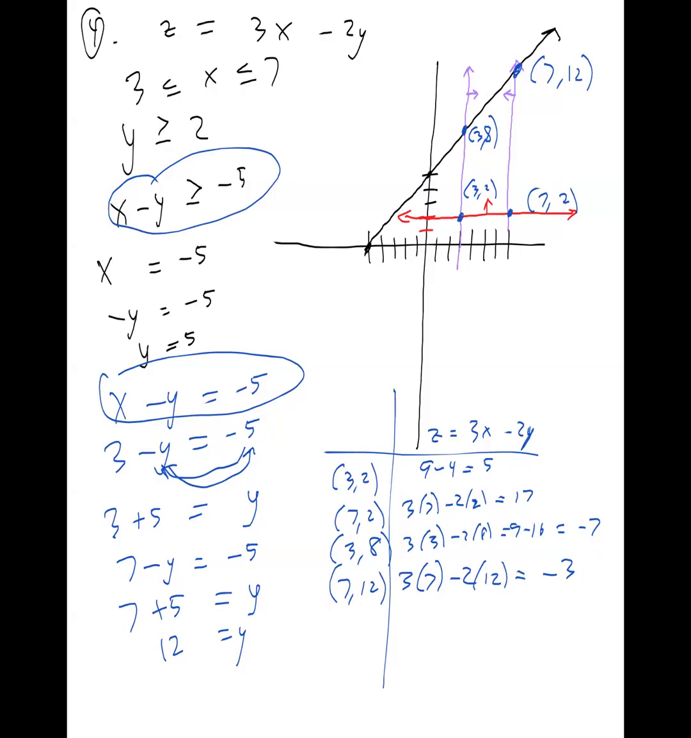So the answers are 5, 17, negative 7, and negative 3. And then it says find the maximum value. So the maximum value is equal to 17. And then it says what's the value of x and y when the maximum occurs? The x value when the maximum occurs is right here at that point. So the x value at that point is 7, and the y value at that point is 2. So those are the answers to question 4.